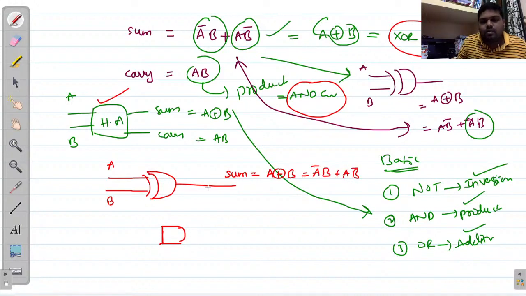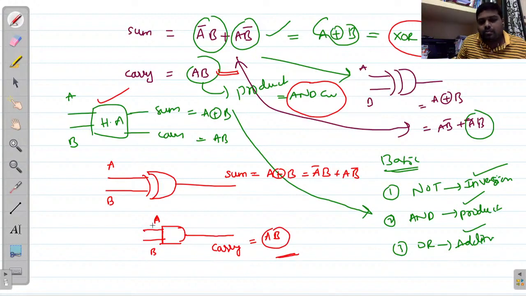Now I want to produce this product. In order to produce this product, we have to use an AND gate. Here I have the AND gate. For this AND gate we have to provide two inputs. One is A, another one is B. If you provide A and B variables to this AND gate, we will get AB as a product. That means the carry equals this AB.